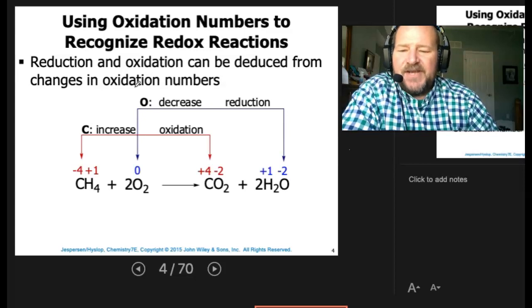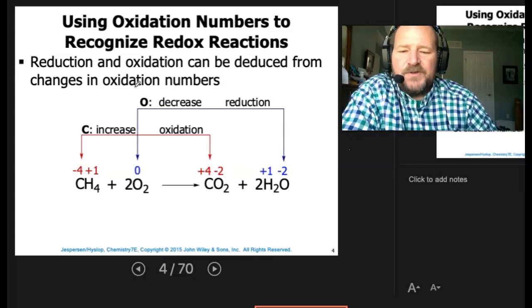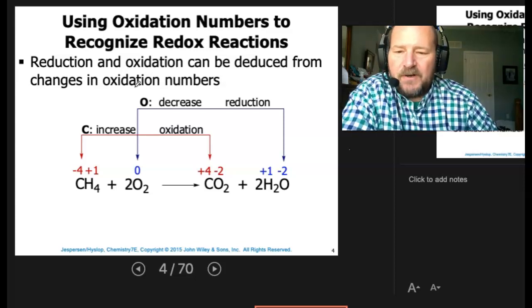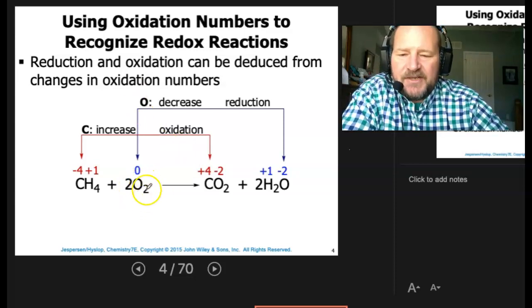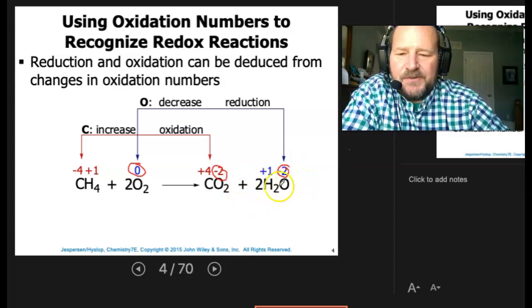So here we have CH4 plus 2O2 going to CO2 plus H2O. This is our standard combustion reaction. So we're going to burn some methane. And then if we look at the numbers here, we know that since oxygen's in its elemental state, that's going to be a 0. Here, it's going to be a -2. It's also going to be a -2 in water, right? So remember, neither one of these are peroxides, so the oxygens have to go to -2.